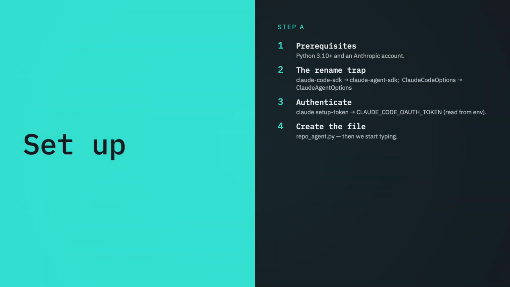Step A, setup. You need Python 3.10 or newer and an Anthropic account. One naming trap first. The package was renamed. The old Claude Code SDK is now Claude Agent SDK, and the old options class is now Claude Agent Options. Then create one file for the agent, and we start typing.